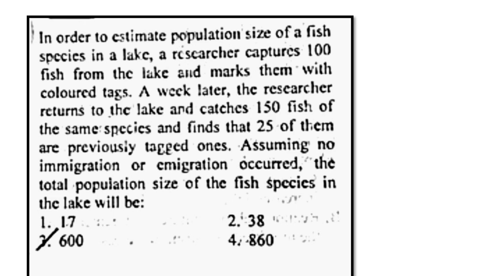So what is my recaptured size? That is 150. तो second sample की size क्या हो गई मेरी? 150. First sample की size मेरी हो गई 100, और उसी 150 में से marked individuals कितने हैं? 25. So it is once again a very simple question, just आपको value put up करनी है formula में and you are going to get the answer.